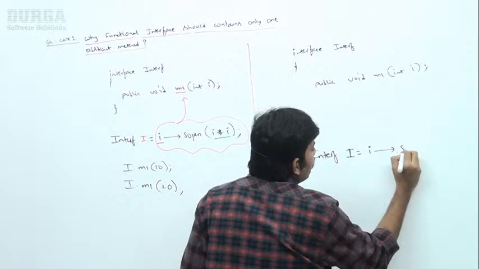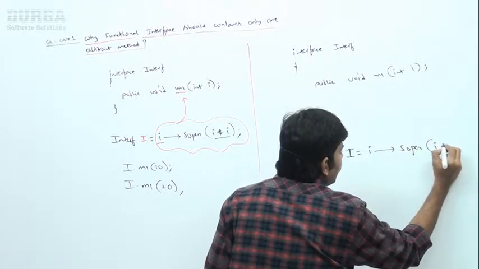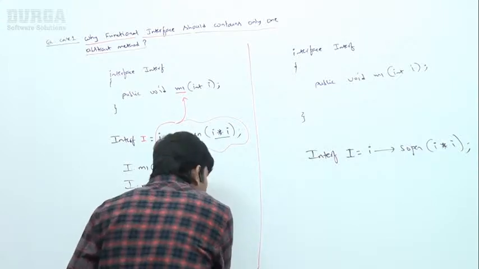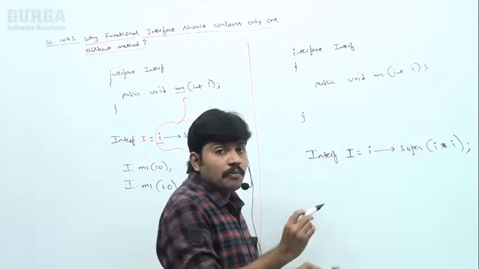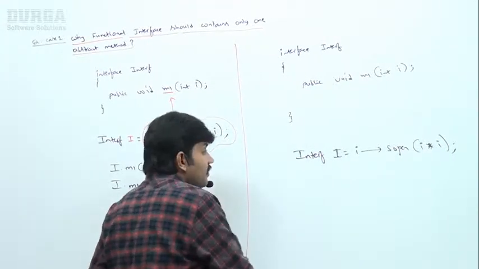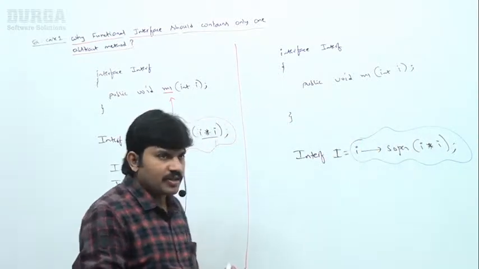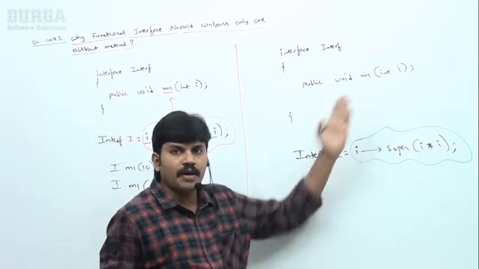I give system.out.println i into i. Can you please tell, this total lambda expression is mapped to which method, sir? This total lambda expression is mapped to which method? The m1 method. Just based on our previous discussion, it's mapped to m1.